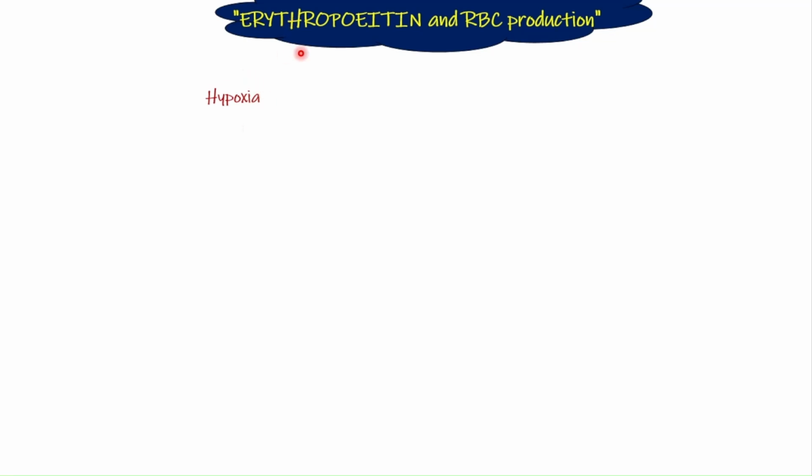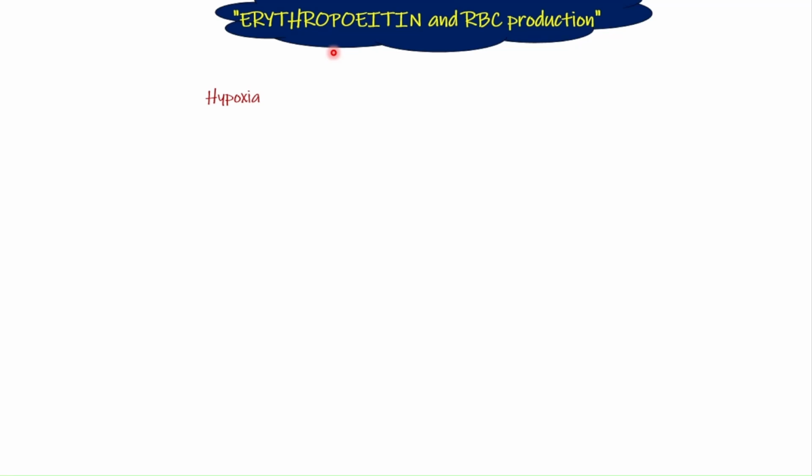Now, erythropoietin has to produce RBCs, and the main function of the RBCs is to carry oxygen to the tissues. So if oxygen is not being supplied in adequate quantity to the tissues, which is hypoxia, then the hypoxia will act as the main stimulus for the increased production of RBCs by stimulating the production of erythropoietin. So whenever there is hypoxia, erythropoietin is produced, and erythropoietin will increase the production of RBCs.